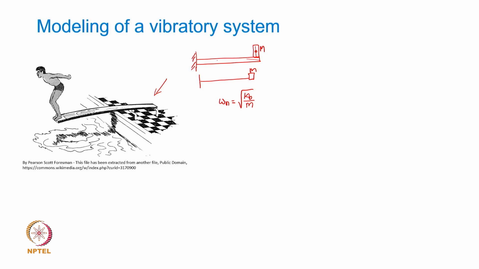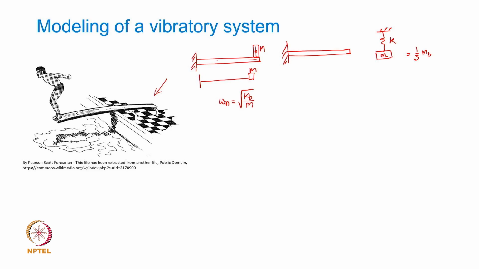But if the diver jumps off from the springboard, then the springboard is without any mass, and I need to approximate this to be again a spring mass system. So, what I do is, you will find, and we will discuss that part again in the subsequent classes, that for such systems I can approximate the mass at the tip to be equal to 1/3 of the mass of the springboard, and K will still be the same.